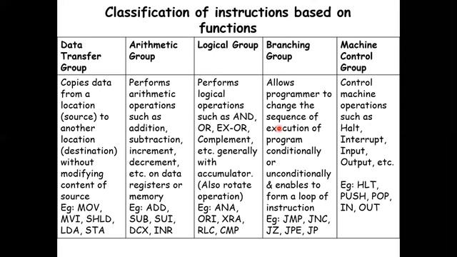Then the arithmetic group performs operations like addition, subtraction, multiplication, division. Then logical operations like AND, OR, XOR. Branching operations means jump, call. Then machine control means reset, clock enable, halt, input and output. There are 5 instruction groups available in the 8085 microprocessor. Let's see one by one.